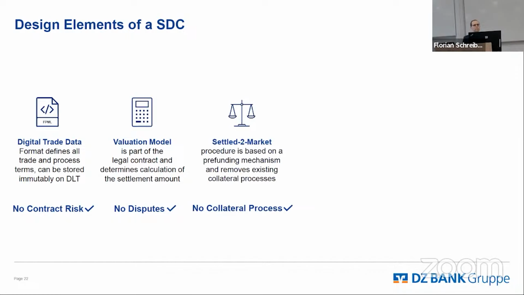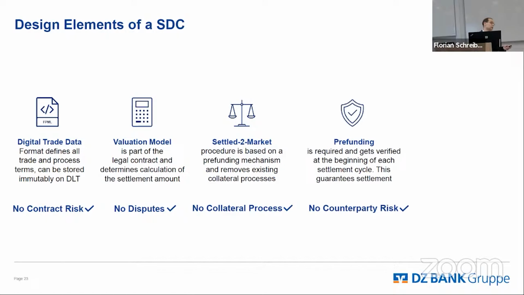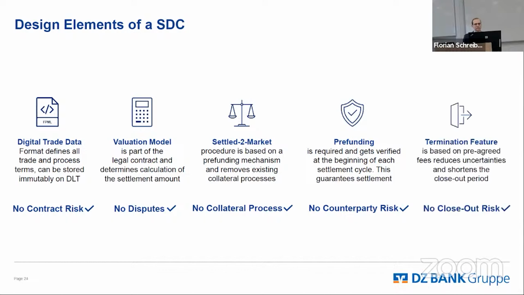We have no collateral process in place because the settle-to-market feature replaces it by saying we have the exposure of the derivative net present value to be settled at each day, such that the derivative shows no exposure. We have no counterparty credit risk, because, as we all know, smart contracts can act as digital escrows, and we put a pre-funding mechanism in place which guarantees the settlement each day. And finally, if a counterparty is subject to default, then there's a pre-termination feature in place at which pre-agreed terms the contract can be ended without any closeout risk.